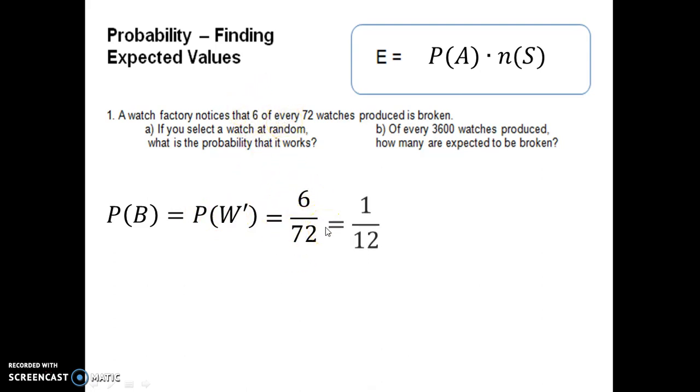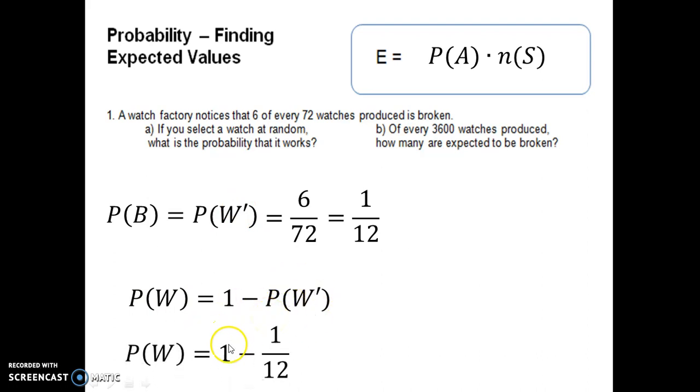All right, so now we can reduce that to 1 over 12 as well by dividing both of these by 6. To take this a step further now, if we're looking for working watches, we know the broken is the same as not working, so we know that working is the same as 1 minus not working, or 1 minus broken. So that can be rewritten as 1 minus 1/12, and that gives you 11/12.